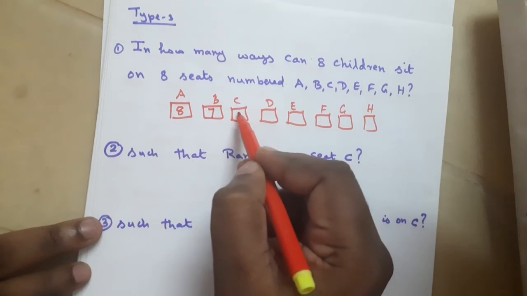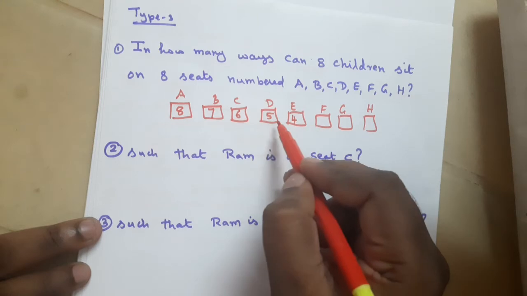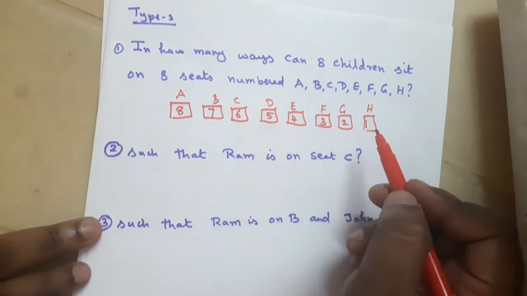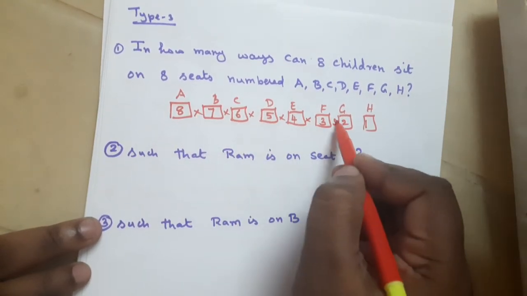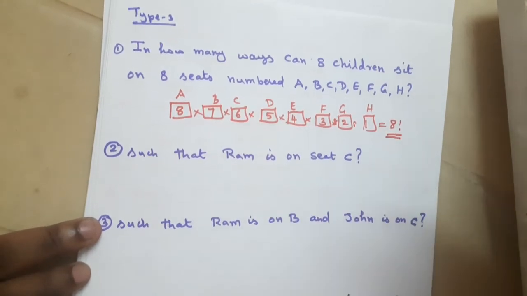Similarly in C, 6, D is 5, E 4, F is 3, 2, 1. So we multiply these numbers, which gives 8 factorial. The value is 8 factorial.